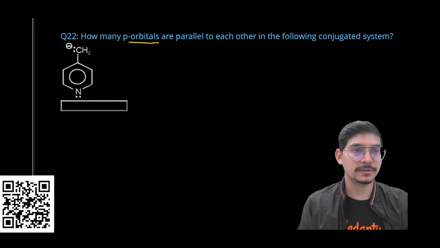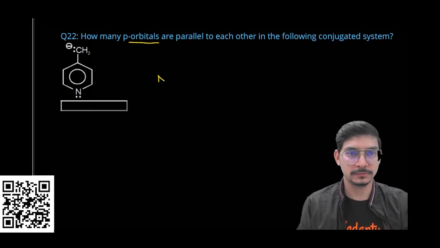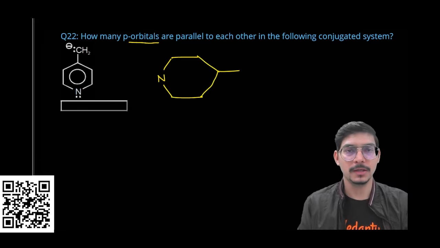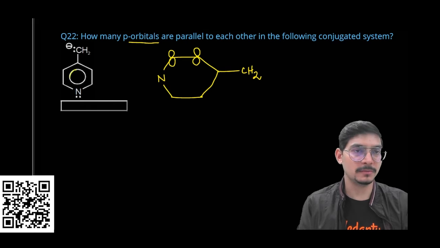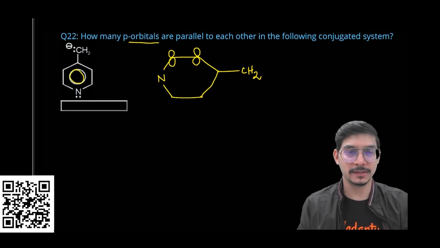So if you draw this structure, then we can see that it's a 6-membered ring with 1 nitrogen atom, a heterocyclic compound, and it also has 1 carbon atom attached to it with a negative charge. So each of these carbon atoms in the ring has a p orbital, because this circle means that there are 3 pi bonds inside the ring that are in conjugation. So I'm showing them like this.